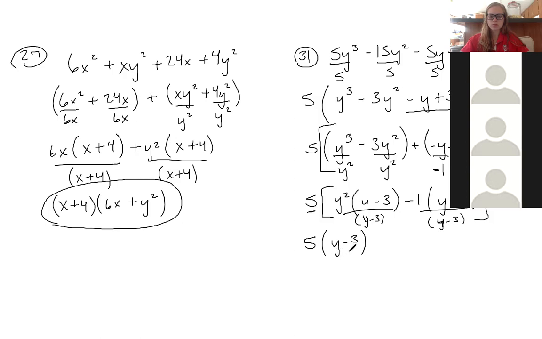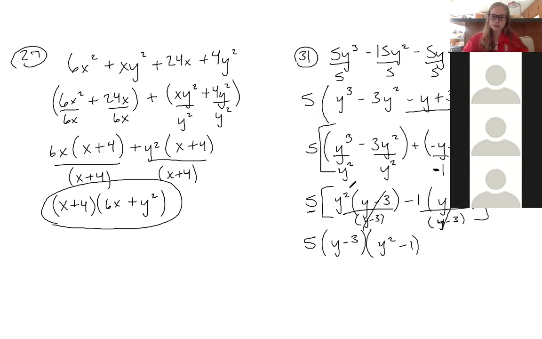So I factor out a y minus 3. What do I have left in this first term? y squared. There we go. And here, negative 1. So now I have 5 times y minus 3 times y squared minus 1. Anything else I can do? No.